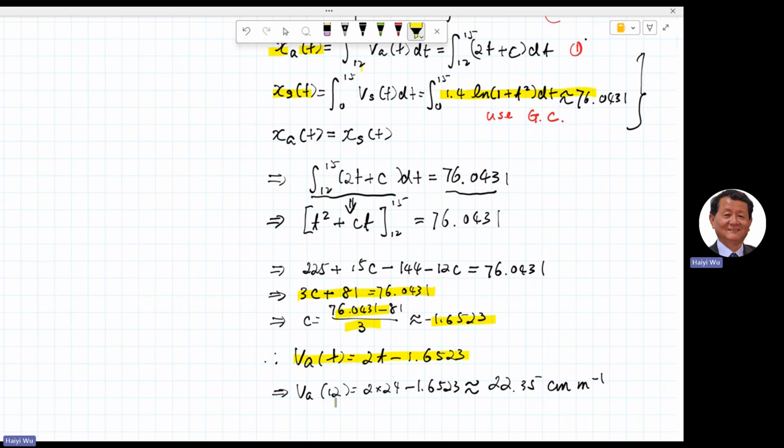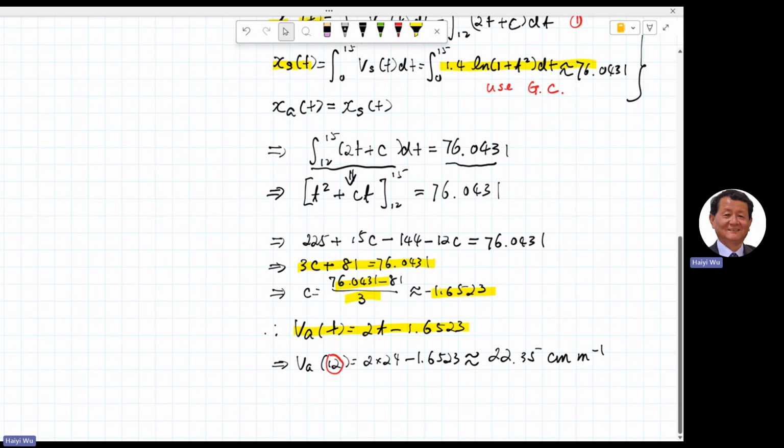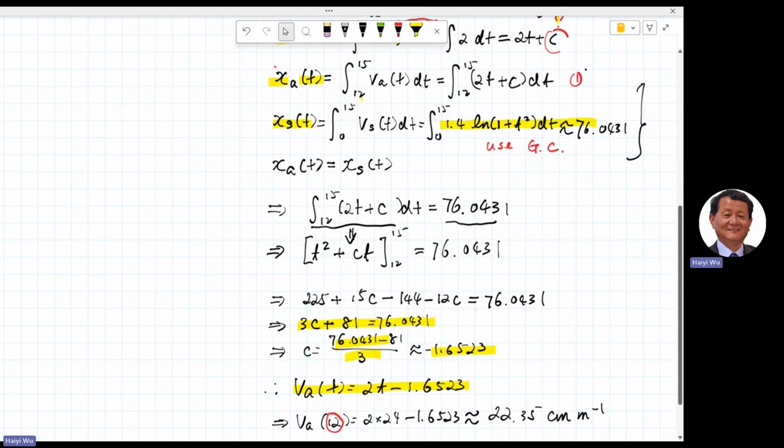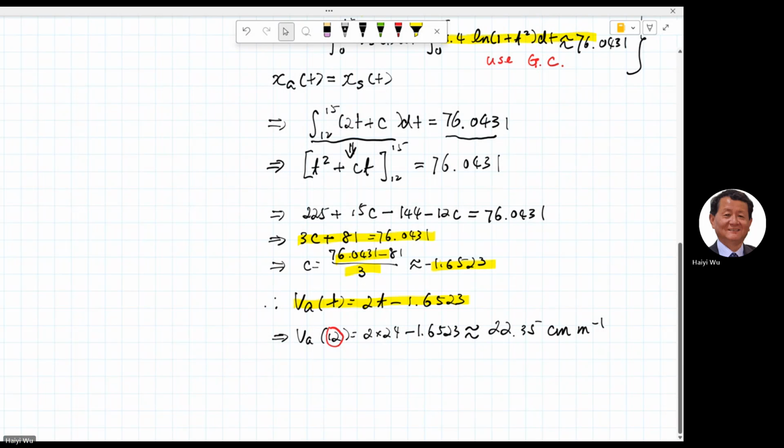Then we substitute time equal to 12. Don't forget that we want the velocity of the ant at point A, and point A means time equal to 12 minutes. So substituting, the answer is 22.35 centimeters per minute. That's the solution for question 17.